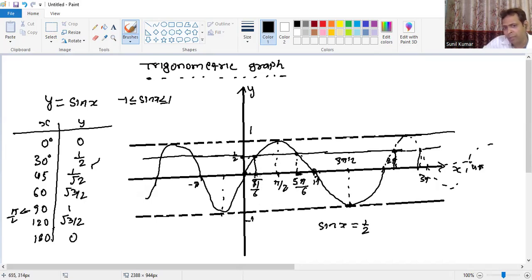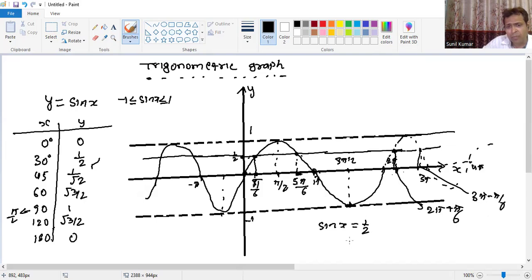Okay, so we are getting pi by 6 here. Again, here we will get 2 pi plus pi by 6. This point is nothing but 2 pi plus pi by 6, and this point will be 3 pi minus pi by 6. So on you will get like that. So from this we can get the general value of what x is going to be.